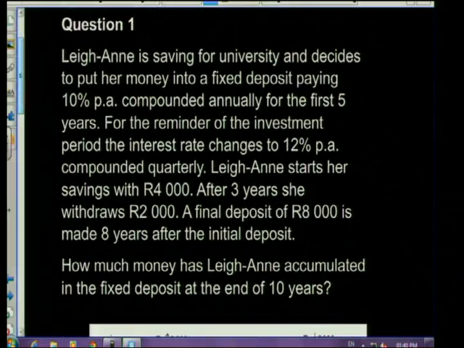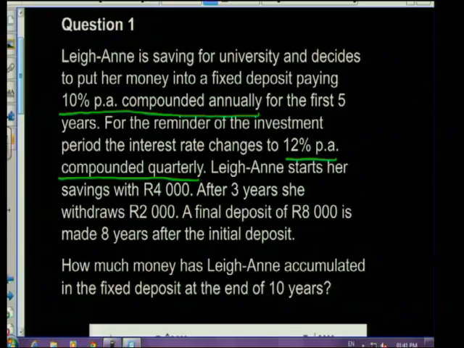Leanne is saving for university and decides to put her money into a fixed deposit, paying 10% per annum compounded annually for the first 5 years. Realize that this is linked to some kind of compounding. When we compound annually, that is the effective rate. That's fine. I'm going to do this annually. For the remainder of the investment period, the interest rate changes to 12% per annum compounded quarterly. That's important, so we need to highlight that. It is a nominal rate, 12% per annum compounded quarterly, so I know I've got to take that rate, divide it by 4, and then go and work with it.